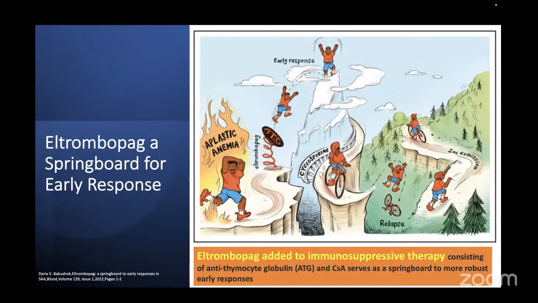And the responses have been seen to occur at an earlier period, and the durability is also quite significant. So Eltrombopag added to the IST of ATG and CSA acts as a springboard. This diagram correctly depicts the role of Eltrombopag in the journey of a severe aplastic anemia patient.